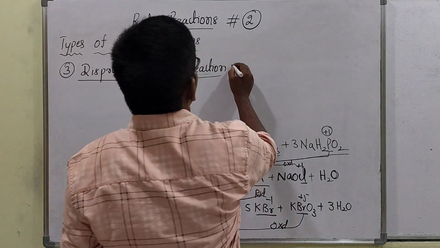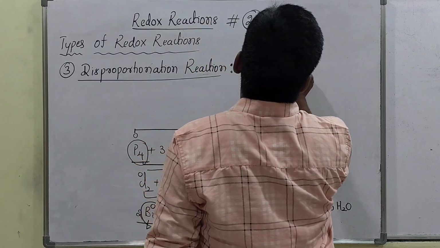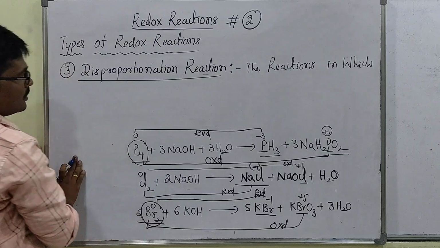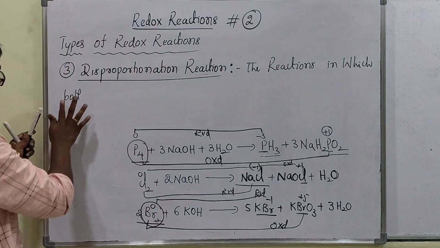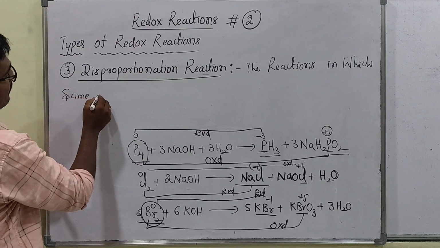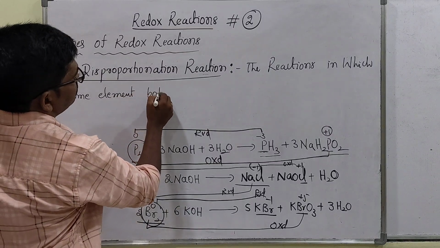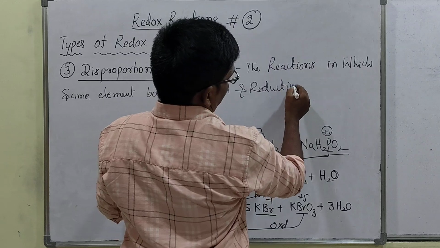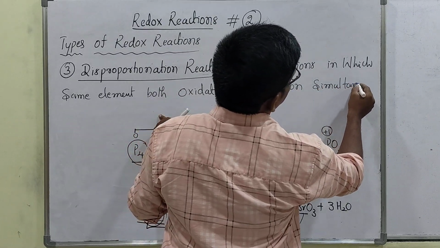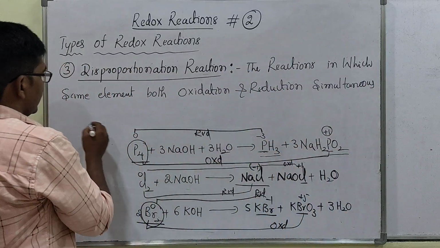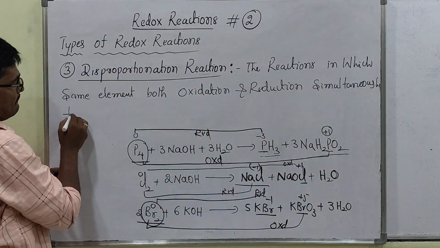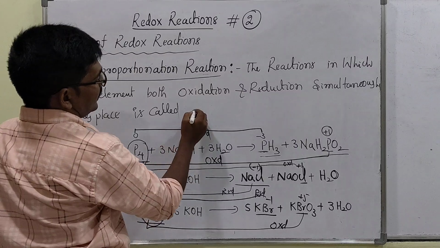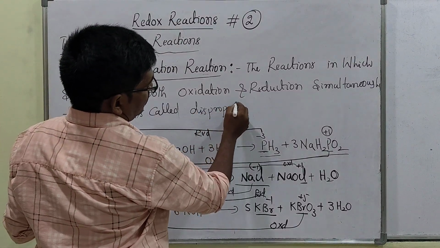So what is the definition for this? The reactions in which the same element undergoes both oxidation and reduction simultaneously is called a disproportionation reaction.